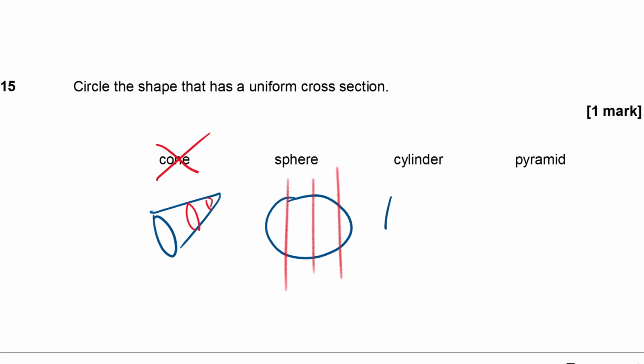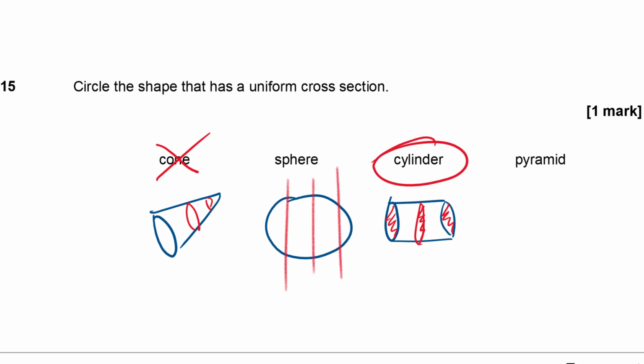Now a cylinder looks like that, doesn't it? It's got a front face that looks like this. It's got a back face that also looks like this, a circle, and if you slice it at any point in between, you'll get another face that matches the front and the back. So a cylinder does have a uniform cross-section.